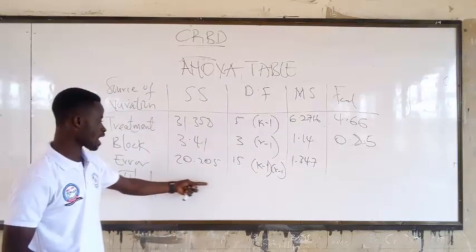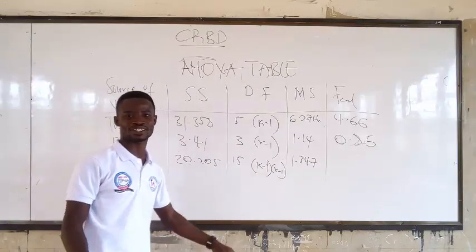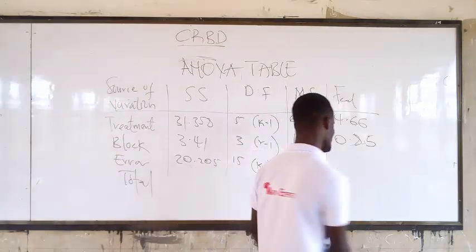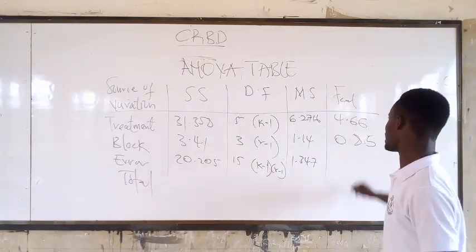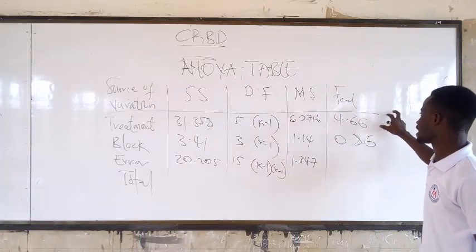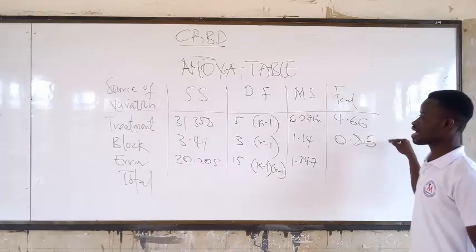And this is the total. So here you can total it. I hope you can see that I'm tired. So you total it. So the F calculated for the treatment is this, and that for the block is this.